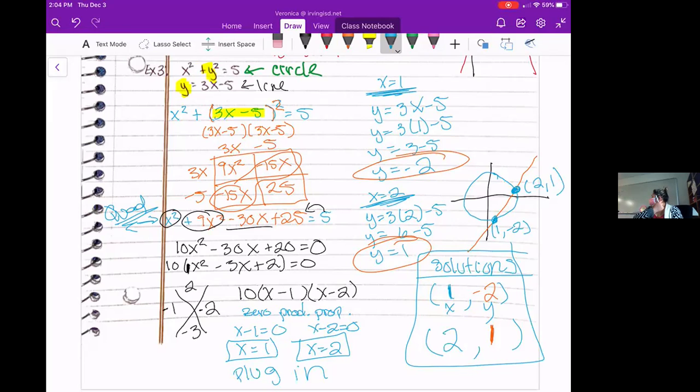You'll deal with circles more when you get into pre-cal. I don't see us dealing with circles very often, besides just, you know, randomly.